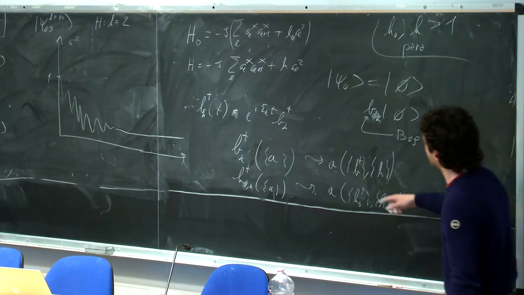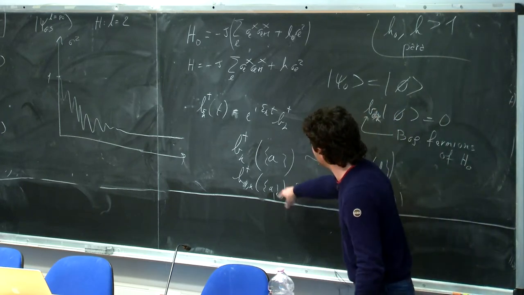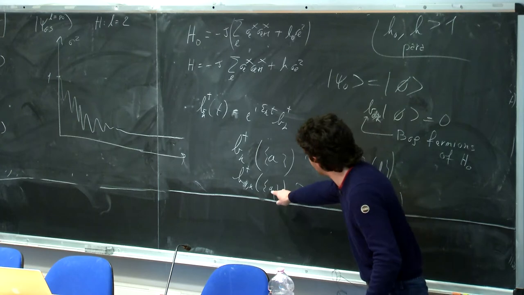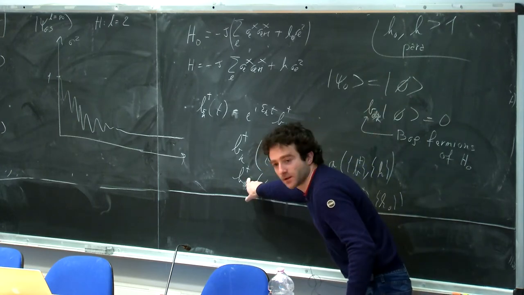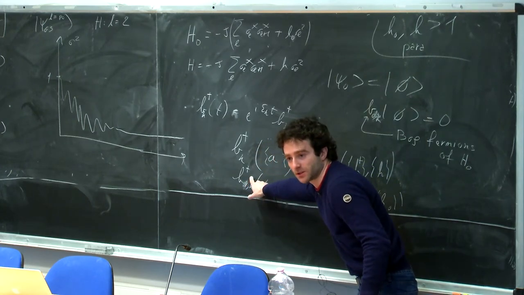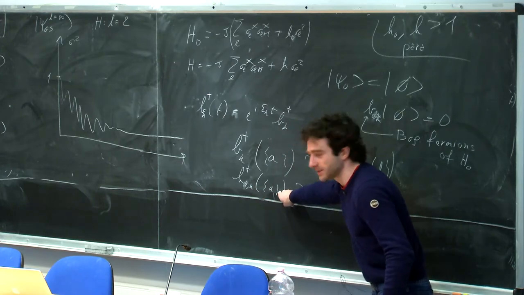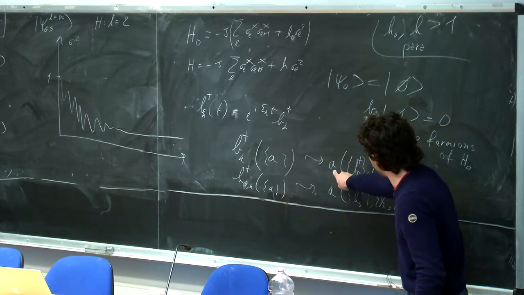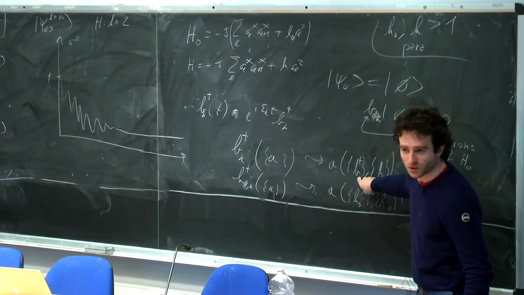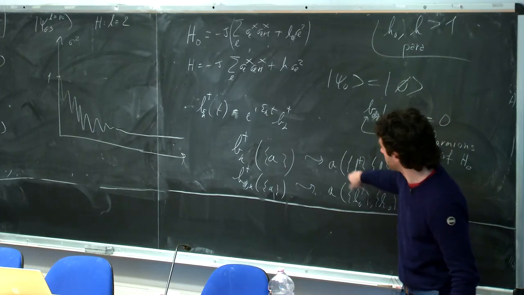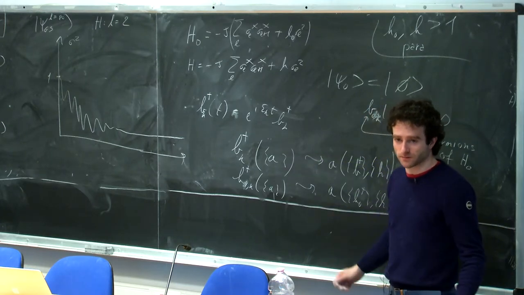So how can you express the state in terms of the other fermions? Well, these are the Bogoliubov fermions of the initial Hamiltonian. You express them in terms of the Majorana fermions. Then you express the Majorana fermions in terms of the post-quench Bogoliubov fermions. And you obtain the result.